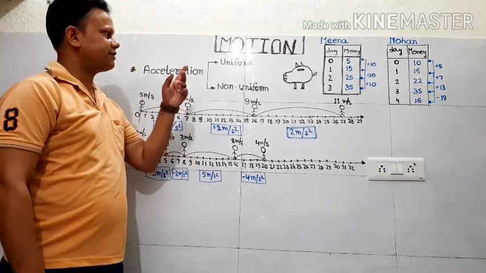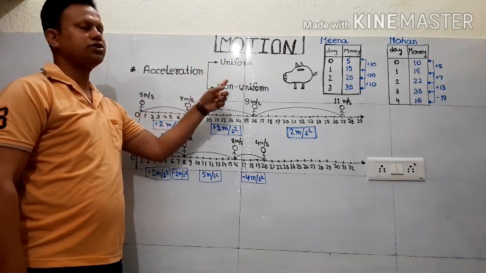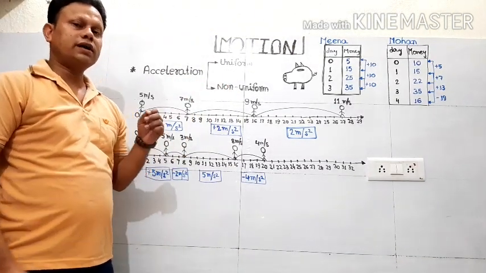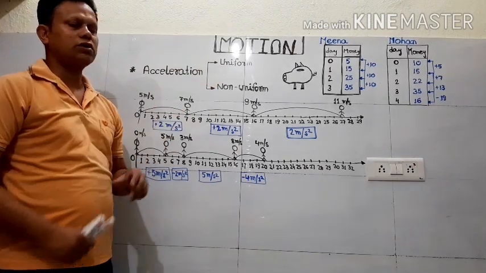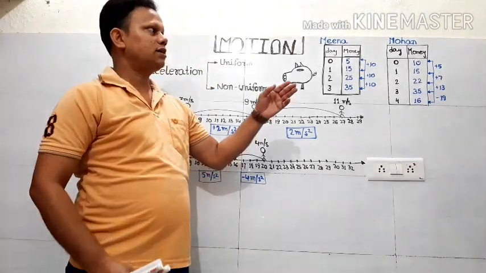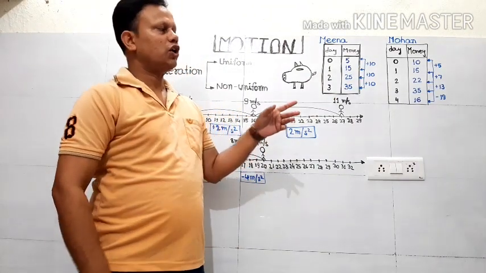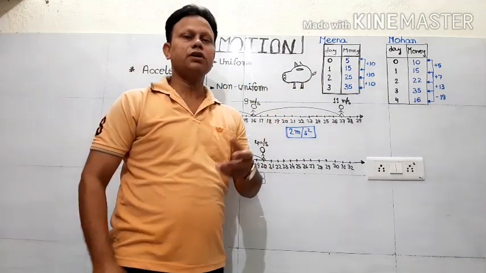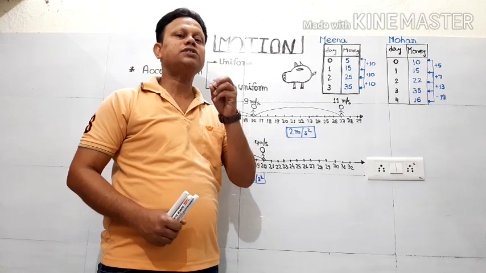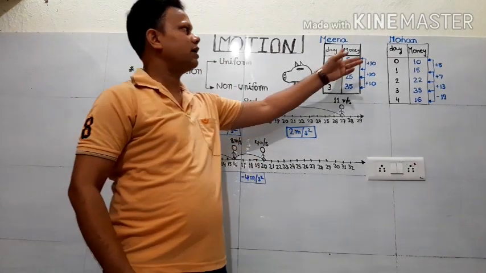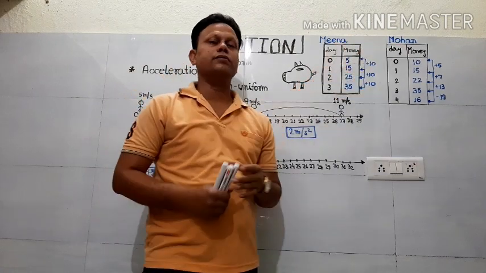Understand the basic difference between uniform acceleration and non-uniform acceleration. So to understand the difference between these two terminologies, we are going to understand one illustration in which we will learn the behavior of depositing money, saving money by two siblings, Meena and Mohan.